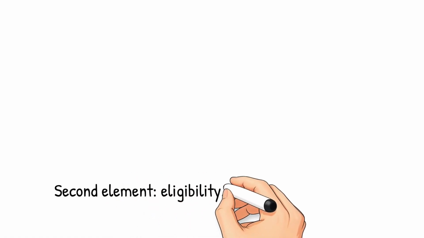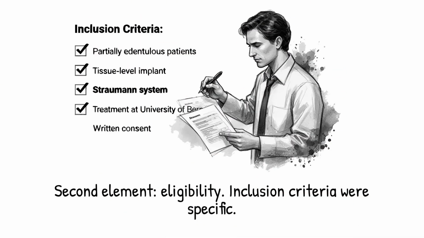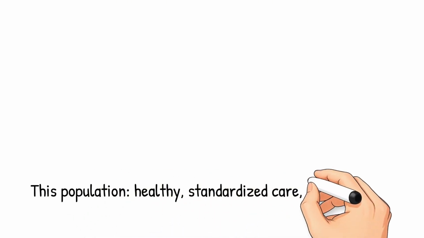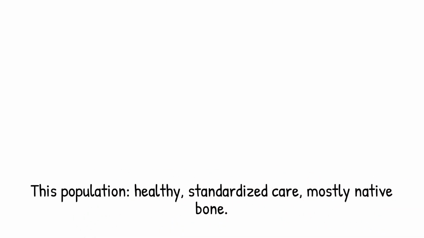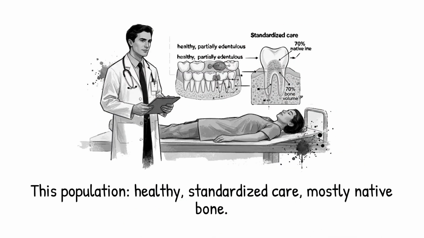Second, eligibility criteria. Inclusion was specific. Partially edentulous patients only, at least 1 tissue-level implant with an SLA surface, specifically the Straumann dental implant system, treatment at one of 2 departments at the University of Bern, written informed consent. The study followed the Declaration of Helsinki. This population is not a random sample of every implant patient worldwide. It is a relatively healthy, partially edentulous population, treated under standardized academic conditions, largely without bone grafting. 70% of sites had sufficient native bone volume.